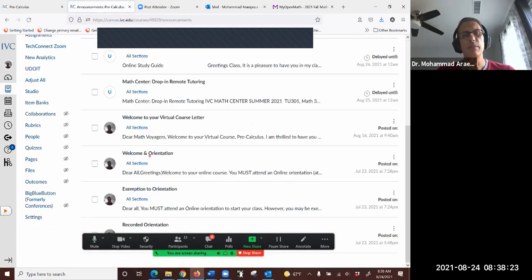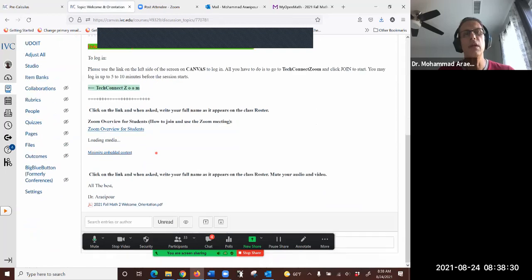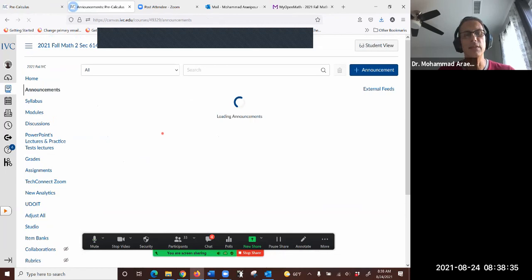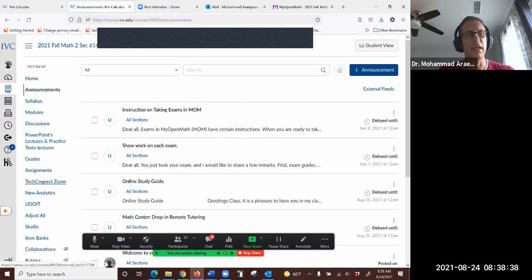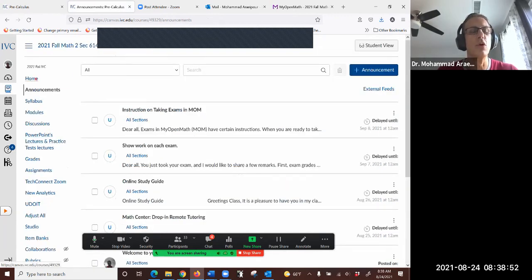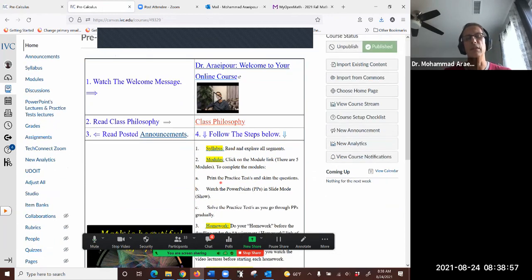Under the announcement, we have the welcome and orientation. You're already here. It basically gives us the date and time and how you get here, which is on the left side, the Tech Connect Zoom. Then exemption to orientation, again, we are here already, and recorded orientation, which is for a course similar to this one. Going back to the home page, after the announcements, we want to read and study the syllabus.